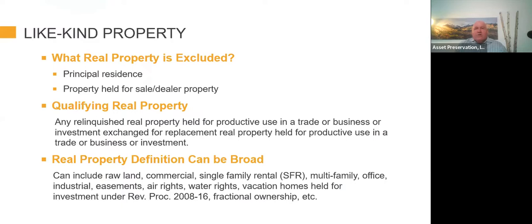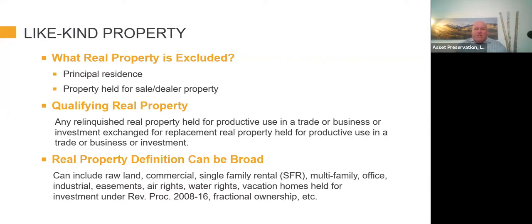When we look at like kind property, the easier way to look at it is what doesn't qualify. Number one, the home you live in, that is a primary residence, can't do an exchange on that. Number two, property held for sale. So somebody who's a dealer cannot do an exchange. In that regard, any other real property that's held for productive use in a trade or business can be exchanged, or held for investment can be exchanged for any other property held for investment or used in a business.